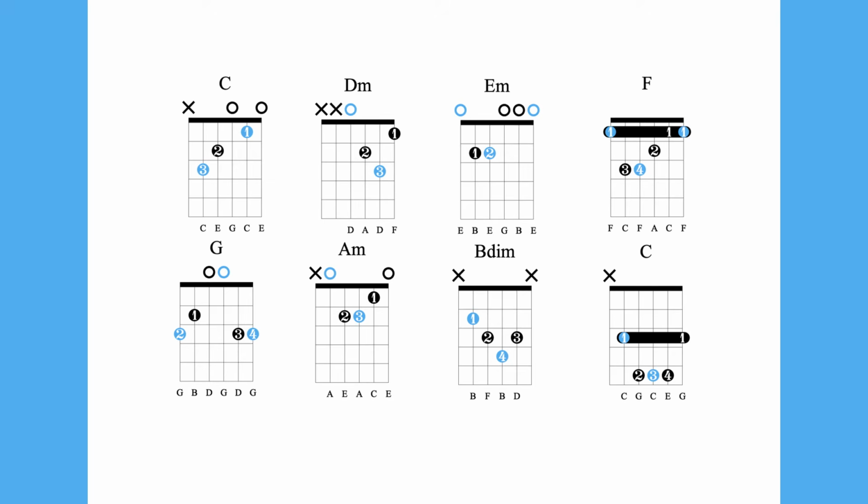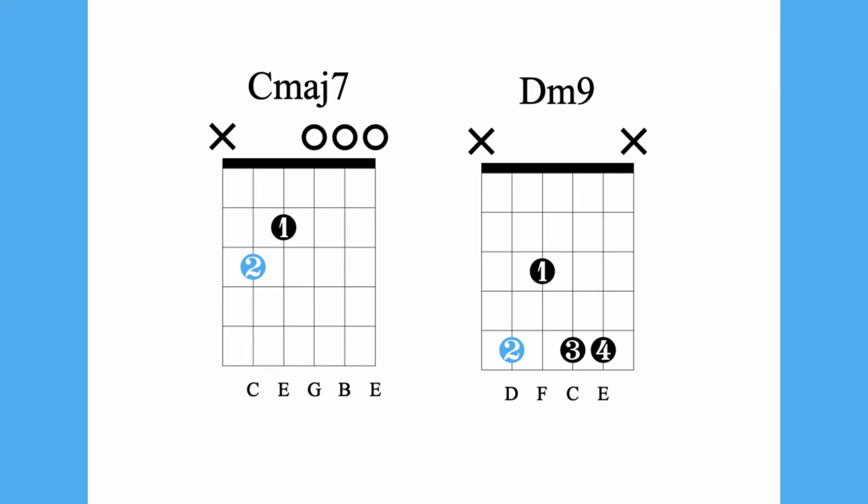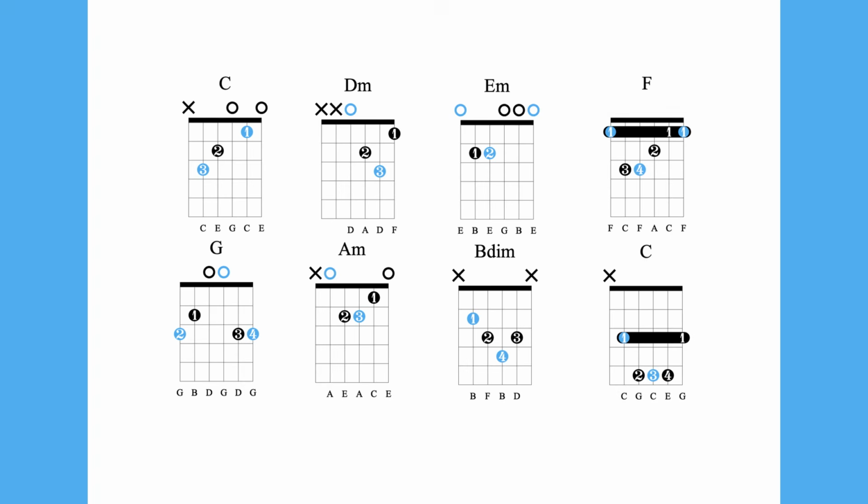Now they are not the only chords in the key of C. You will get variations of these chords. So for example, C major 7 or D minor 9 would both work in the key of C. Chords like C major 7 and D minor 9 are called extensions. You can also play these chords in different ways.